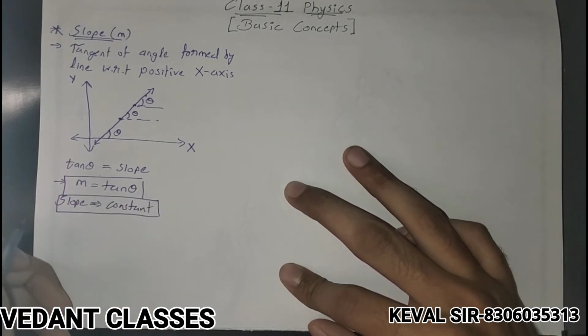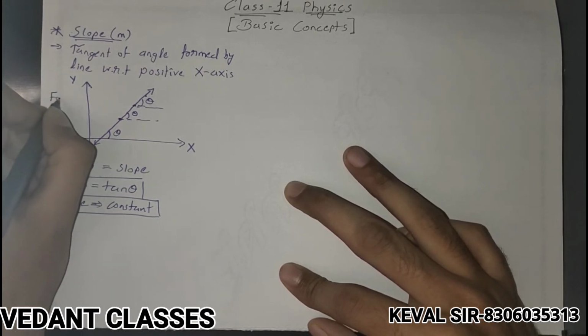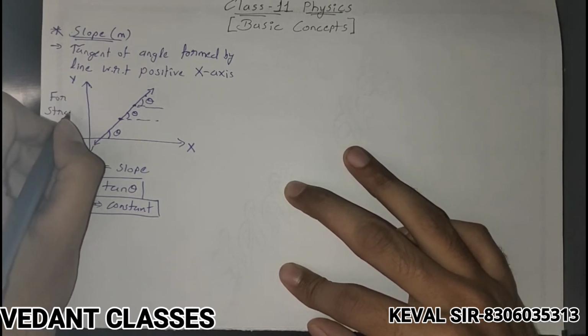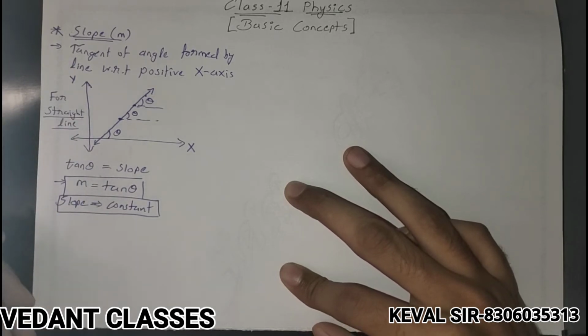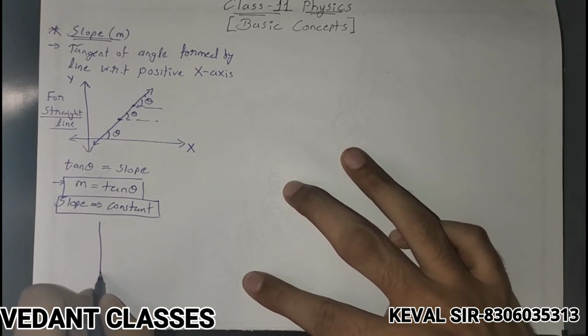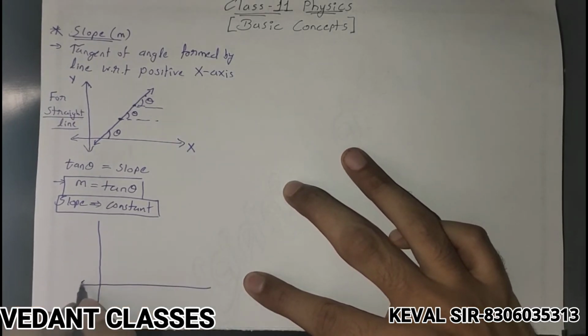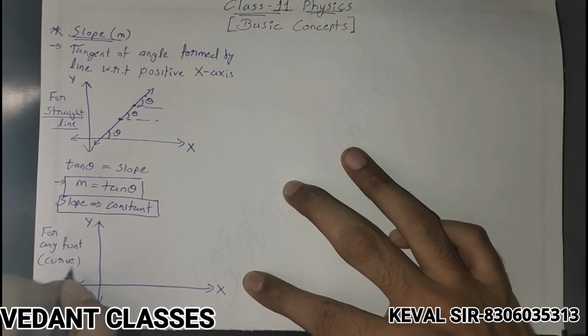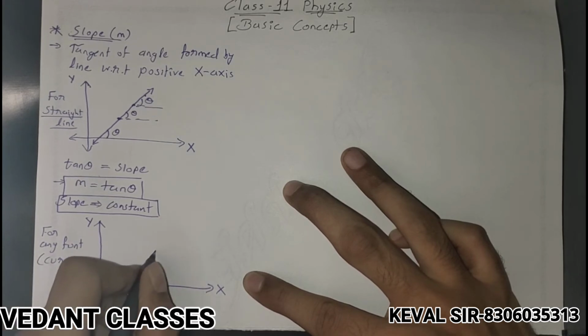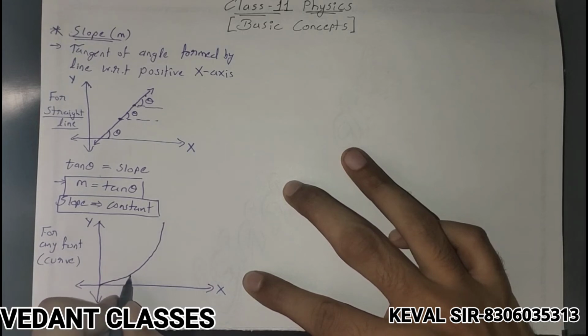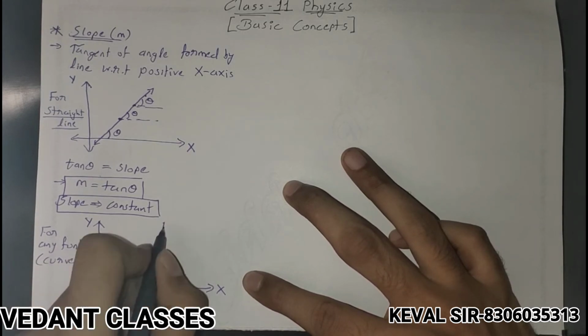Okay, now this graph is for a straight line. Here we have considered the straight line. Now let's consider a graph for any function which is not a straight line. Let's say any curve. Consider the curve like this. Okay, now consider points here, here and here.